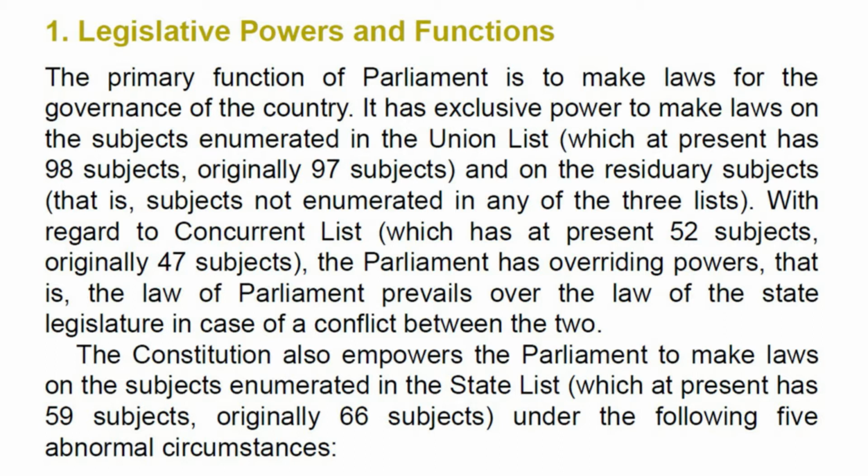The Constitution also empowers the Parliament to make laws on the subjects enumerated in the State List, which at present has 59 subjects, originally 66 subjects, under the following 5 abnormal circumstances.